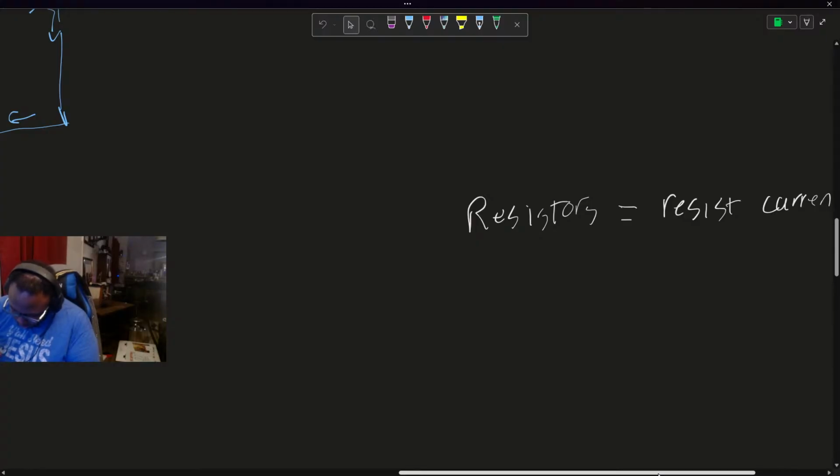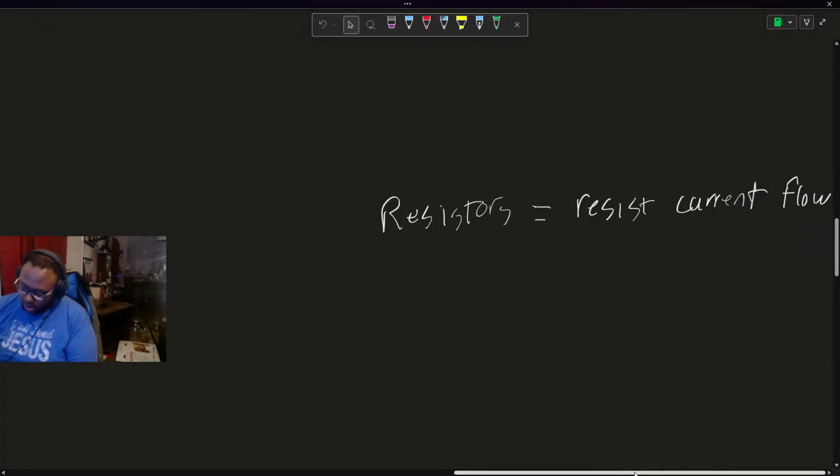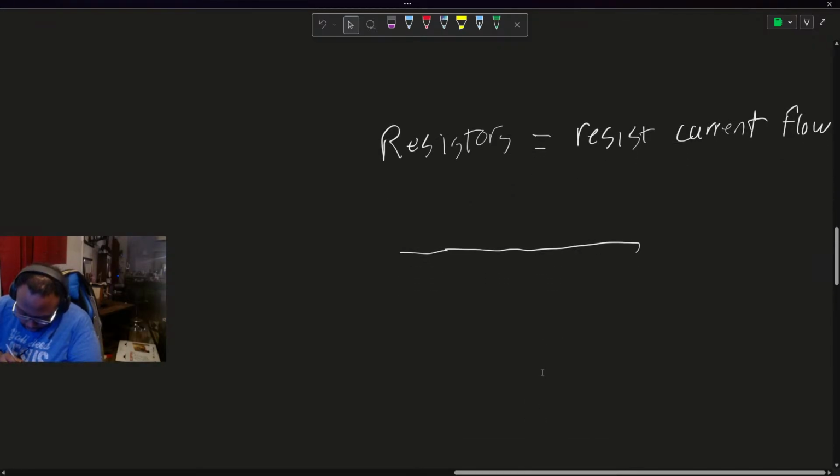But yeah, so resistors resist current flow. That's their whole purpose. I would hope so. Most of the time, resistors are just wound up wires. So that's why when you see the symbol for a resistor, it's like this. So this is just a wire. A lot of times you'll see a resistor drawn like this.